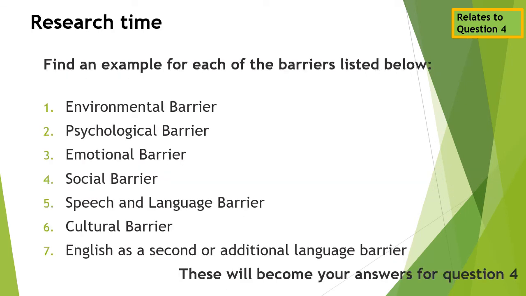So what I want you to do now, I want you to do some research. You need to have a look at the 7 different barriers to communication, and I want you to go and find an example for each of the barriers. So for an environmental barrier, a psychological barrier, emotional barrier, social, speech and language barrier, cultural barrier, and English as a second or additional language barrier. So you do your research, and then on the next slide you've got question number 4, but what your research here will be your answers for question number 4, and you can record them in your workbook.